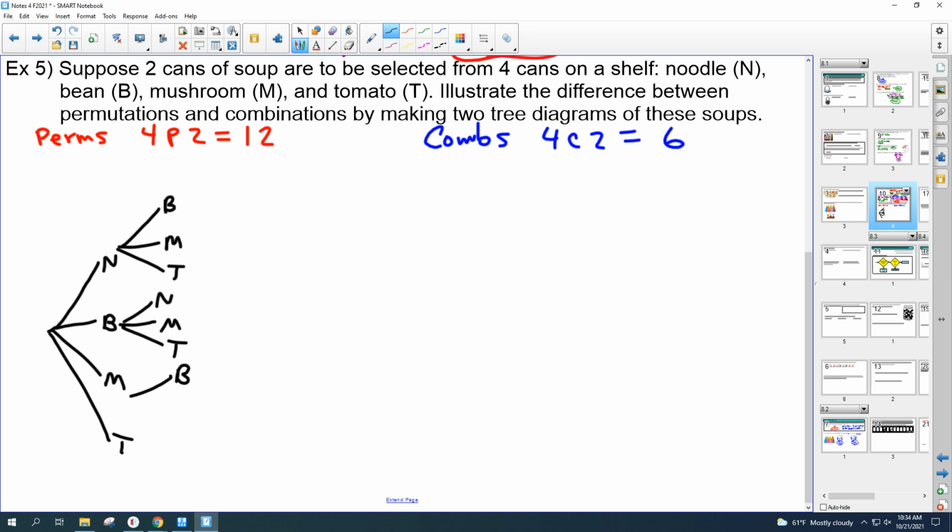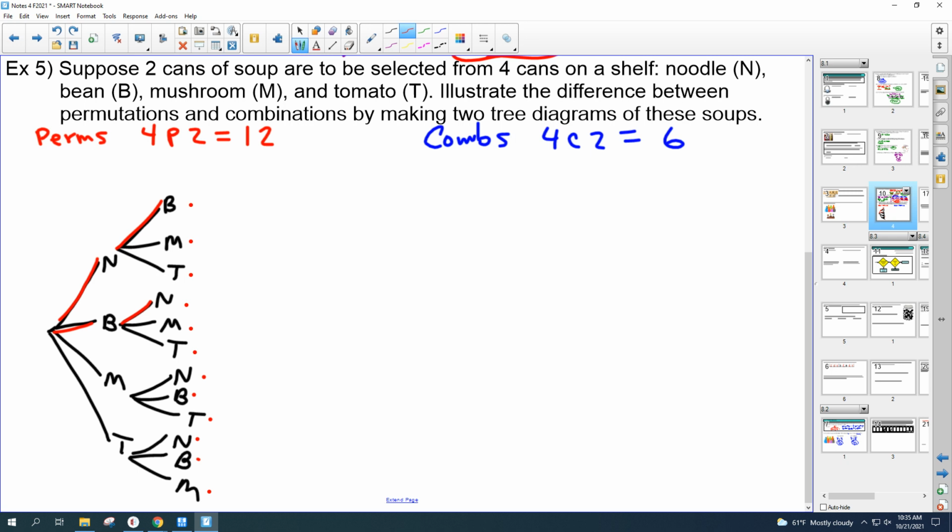Wait, why not start at noodle? Noodle, bean, tomato. Or I could choose tomato first and go noodle, bean, mushroom. That tree diagram shows me 1, 2, 3, 4, 5, 6, 7, 8, 9, 10, 11, 12 different ways of picking 2 cans of soup where order matters. Notice noodle bean is different than bean noodle. That's 2 different things, order matters.